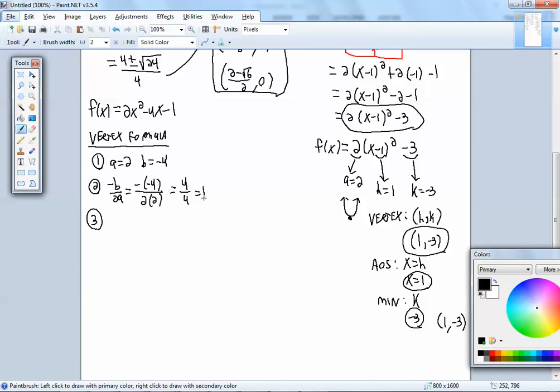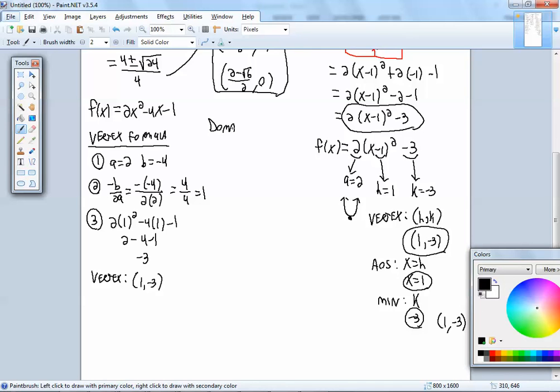Step 3. Plug the value from step 2 into the original function and simplify. So I've got 2 times 1 squared minus 4 times 1 minus 1. 1 squared is 1 times 2 is 2, minus 4, minus 1. 2 minus 4 is negative 2, minus 1 is negative 3. Notice how that matches the y part of our vertex. So using the vertex formula, you can see we can very easily find (1, -3). We can find the same thing we did over here, going through and converting all that.